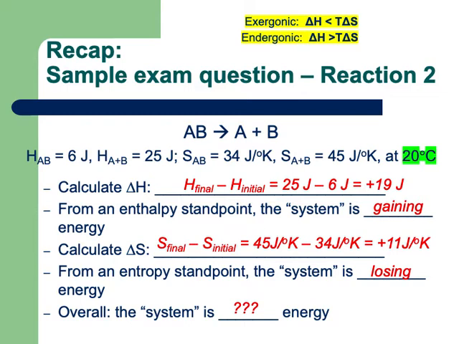So if we remember our laws, which are at the top of this slide and highlighted in yellow. So for an exergonic reaction that releases energy, the change in enthalpy has to be less than temperature times the change in entropy. And then if a reaction requires energy, so it's endergonic, the change in enthalpy will be greater than temperature times the change in entropy. So we can calculate this, and we're going to do this on the next slide.